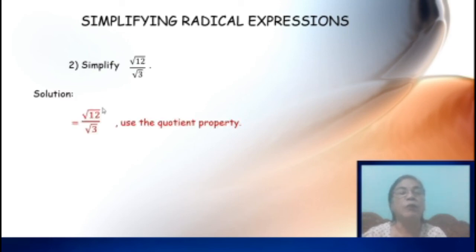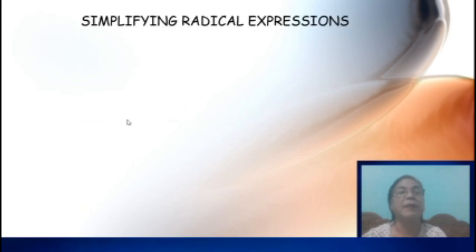So we could use the quotient property. That would be 12 divided by 3. That is equal to 4. And what is the square root of 4? It's 2. Okay, that is example number 2. Let's have another example. Example number 3. Square root of 12 x raised to the second, y to the fourth.